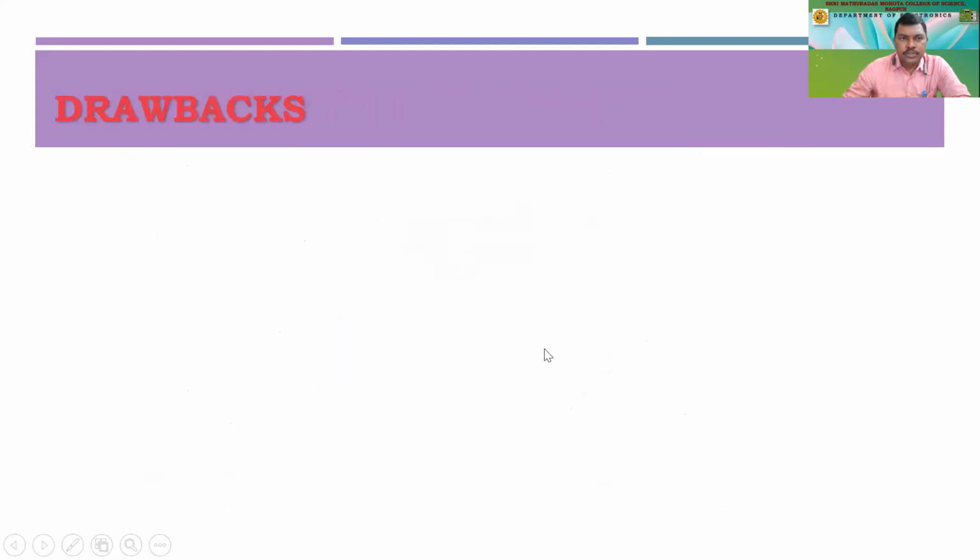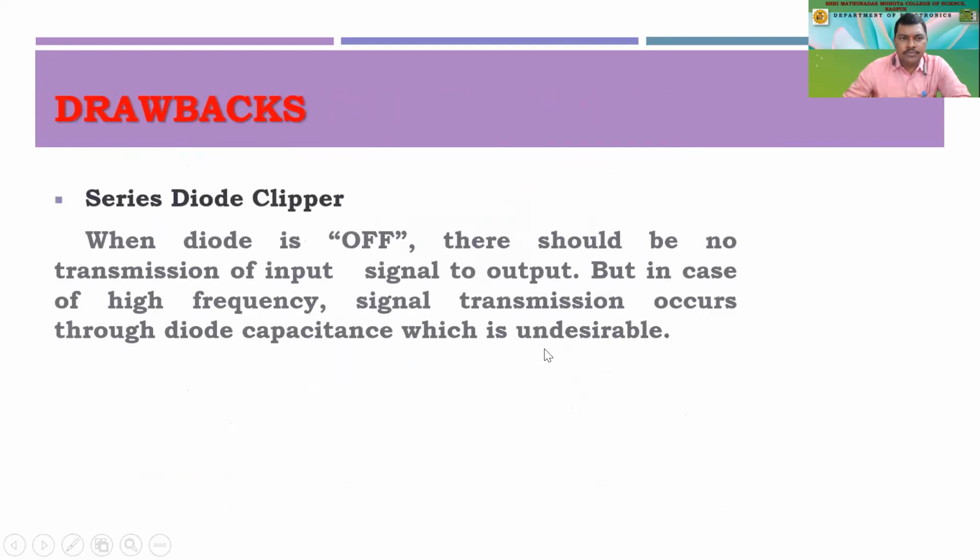These are the drawbacks of the clipper series diode. When the diode is off, there should be no transmission of input signal to output, but in case of high frequency, signal transmission occurs through diode capacitance, which is undesirable. This is very basic fundamentals. When we talk in terms of DC voltage, it's okay. DC does not pass through the diode, but as soon as we increase the frequency of the voltage, the diode will transmit the voltage, right? Because of its capacitance effect.